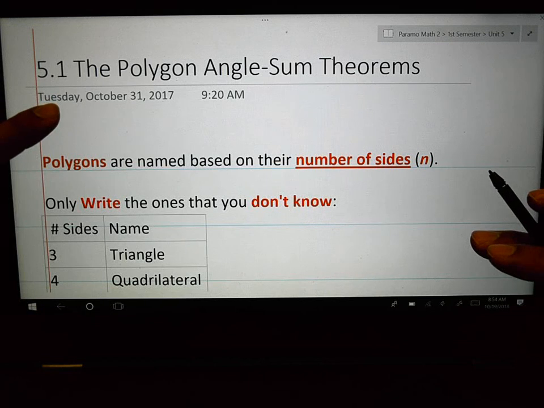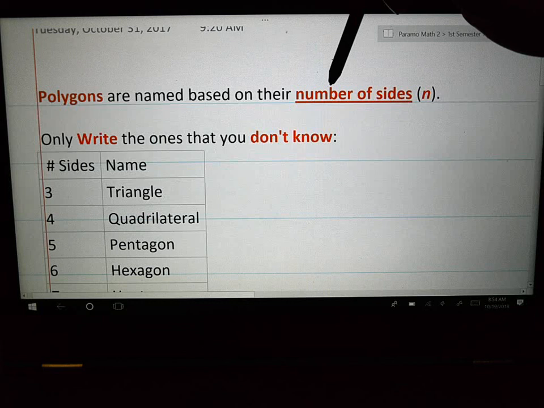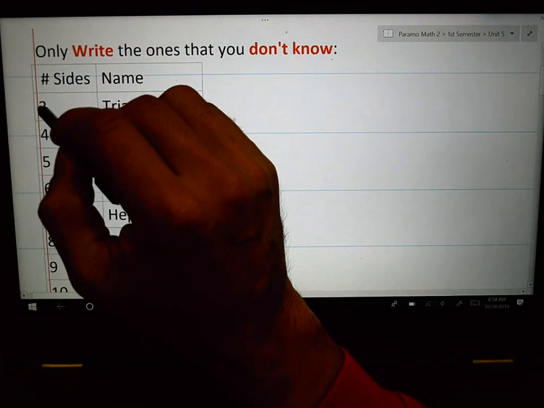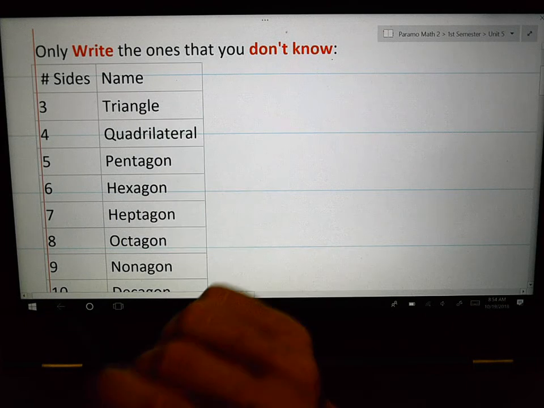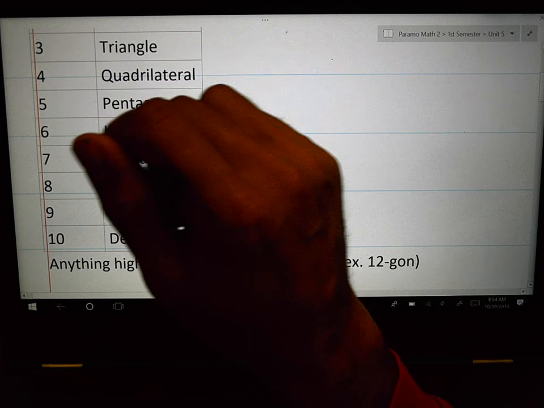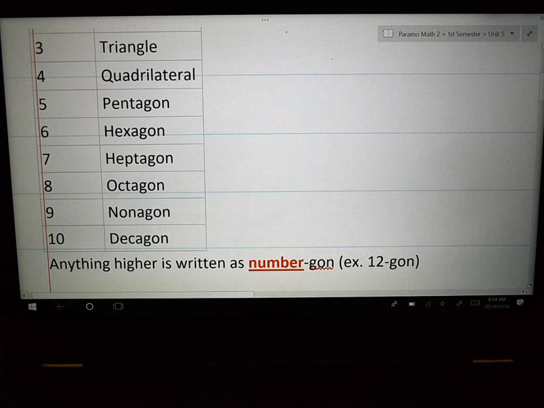So in 5.1, we're going to deal with these things called the polygon angle sum theorems. Polygons are named based off of their number of sides, and for this whole chapter, n is going to represent the number of sides. When you see the letter n, it means how many sides does it have. For example, if n is 3, it's a triangle. If n is 4, it's a quadrilateral. If n is 5, it's a pentagon. 6, hexagon, heptagon, octagon, nonagon, and decagon are the ones that have 3 through 10 sides.